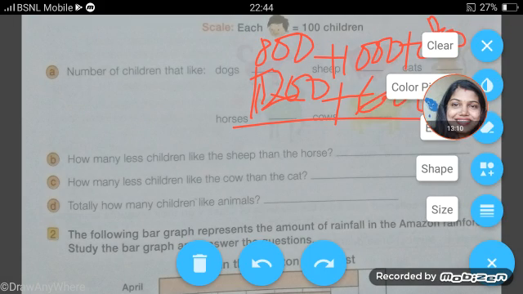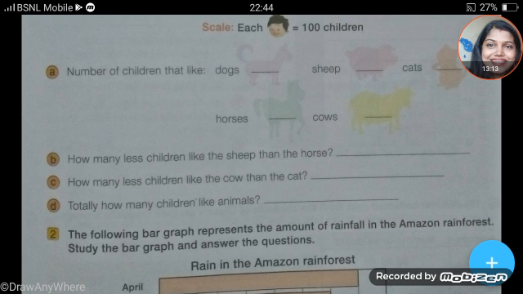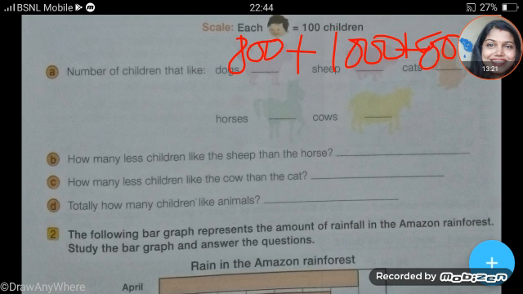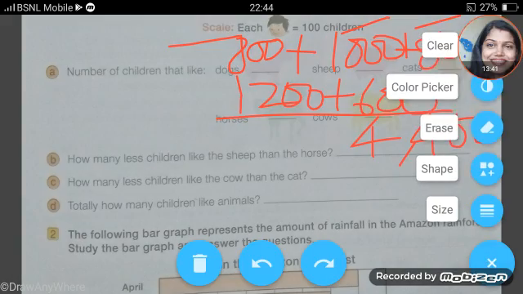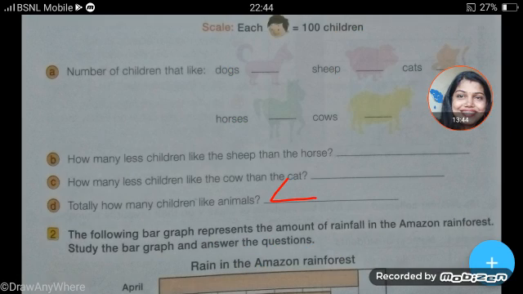Let me just clear it for you, and once again I'll write here. So here it is 800 plus 1000 plus cat is again 800, and this is 1200 plus 600. So add all the things, that is 1800, 1800 plus 800 is 2600, 2600 plus 1000 is 3600, and 3600 plus 800 is 4400. So your final answer for the total how many children like animals is 4400. So I hope this sum is clear to you all.